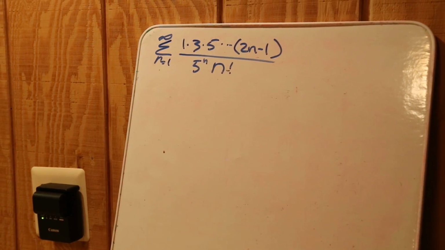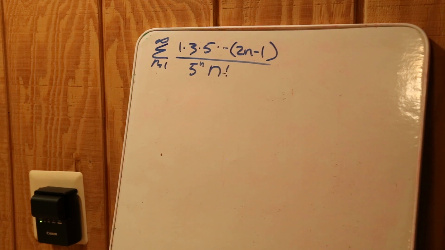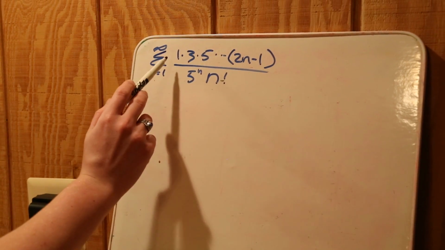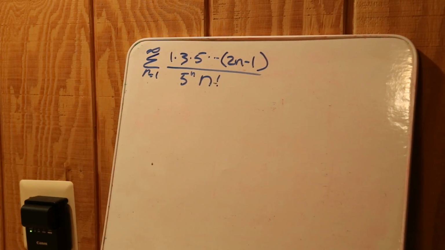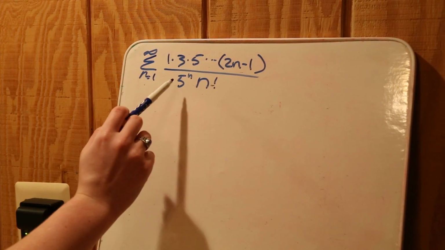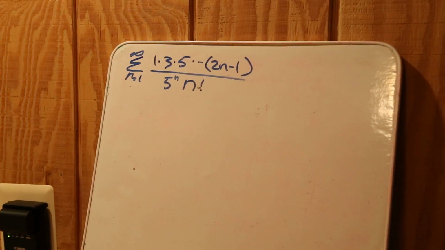Determine whether the series is convergent or divergent. We're given the series from n = 1 to infinity of 1 times 3 times 5 up to (2n − 1), all over 5^n times n factorial. We can rewrite this.